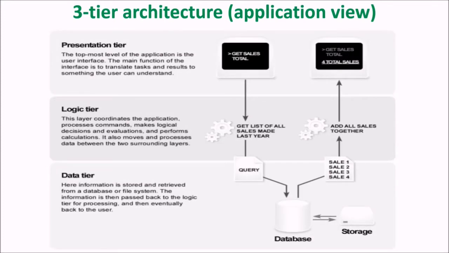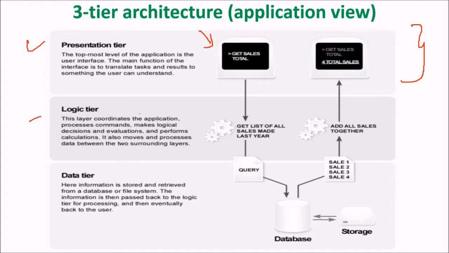The three-tier architecture, let us see the application view. In the three-tier architecture, we have a presentation tier. This is the topmost level of the application where we have a user interface, and the main function of this interface is to translate the task and results to something the user can understand.